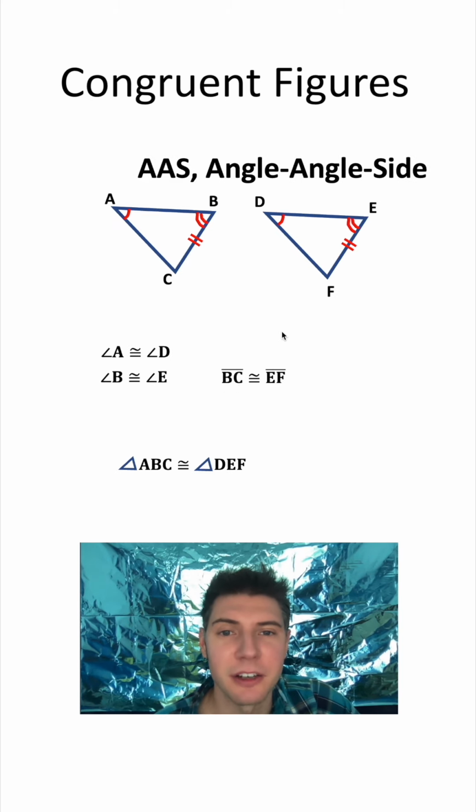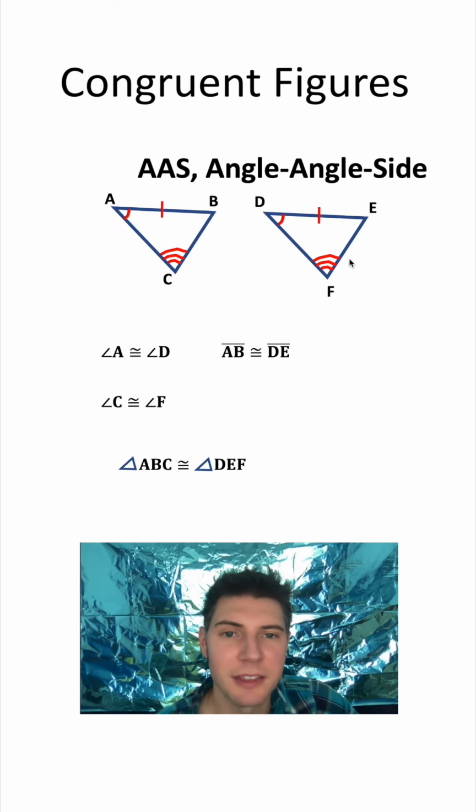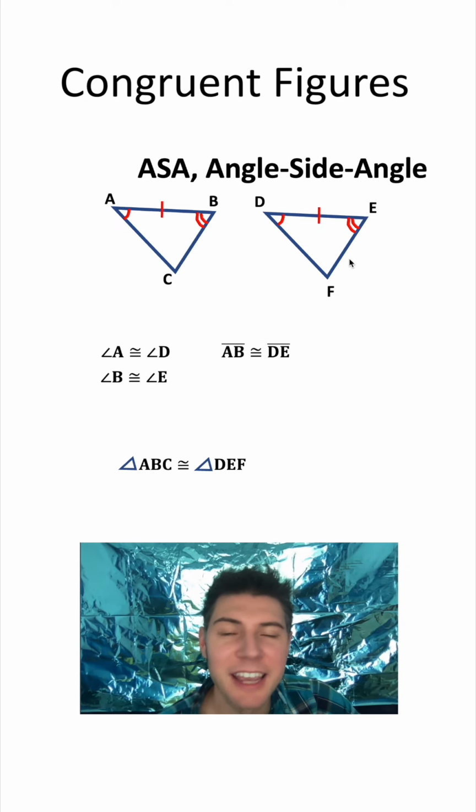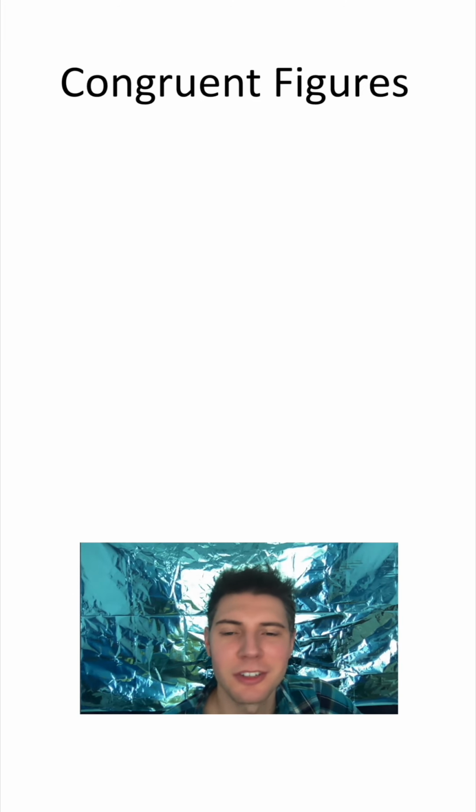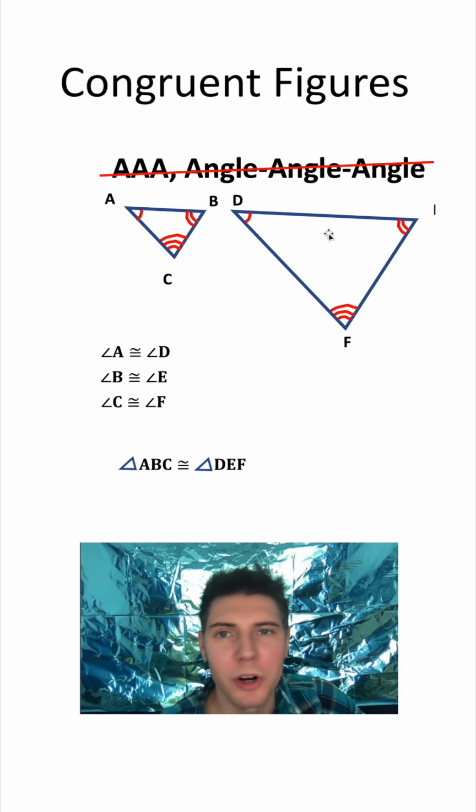Same thing for angle, angle, side. If we have this arrangement, angle, angle, and a side, and we know those are congruent, that is enough to show that these two triangles are congruent. And angle, side, angle works as well. If we have 2 angles and the side in between them, we know that these two triangles are going to be congruent. Now here's some examples of stuff that won't work.